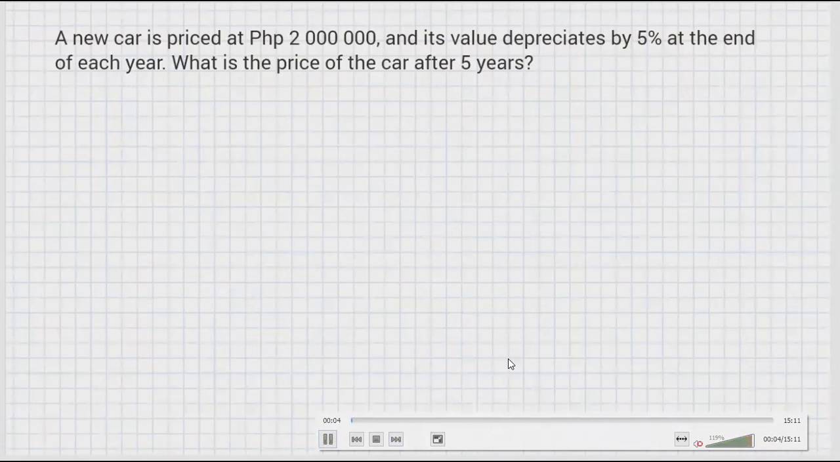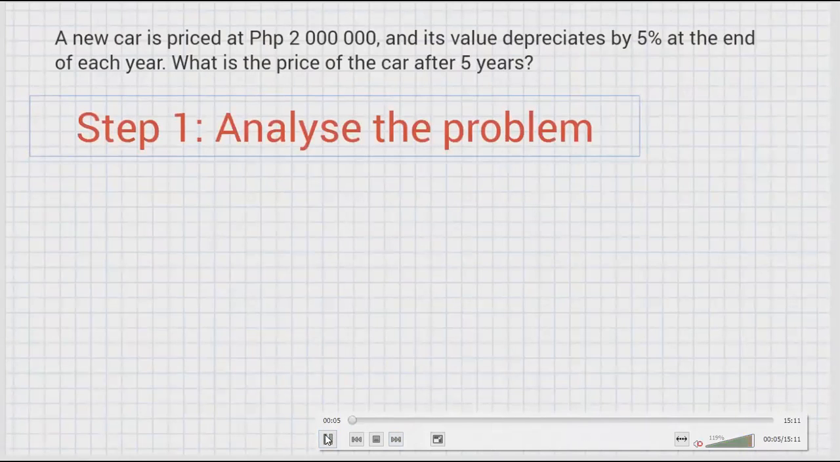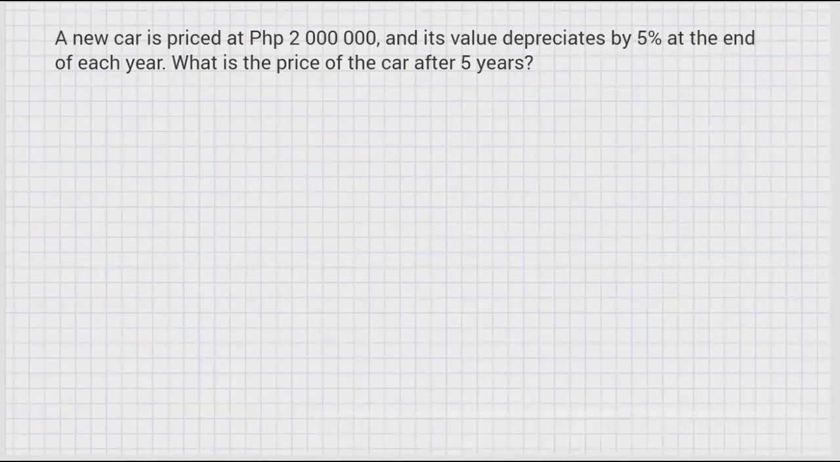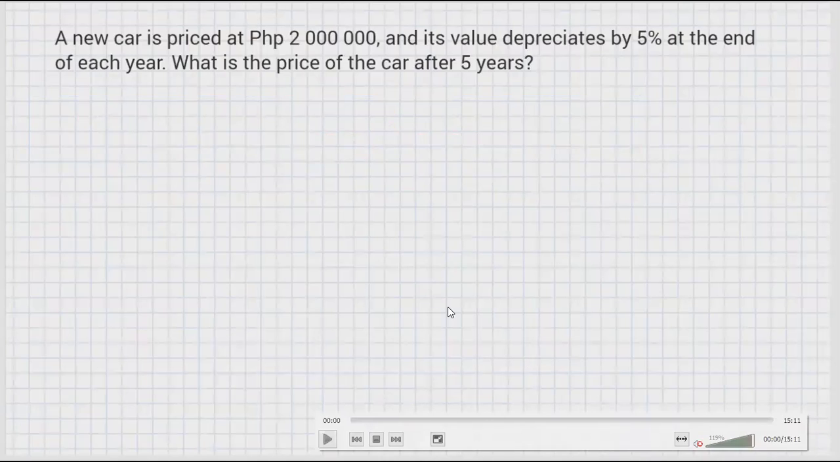A new car is priced at 2 million pesos and its value depreciates by 5% at the end of each year. So what is the price of the car after 5 years?